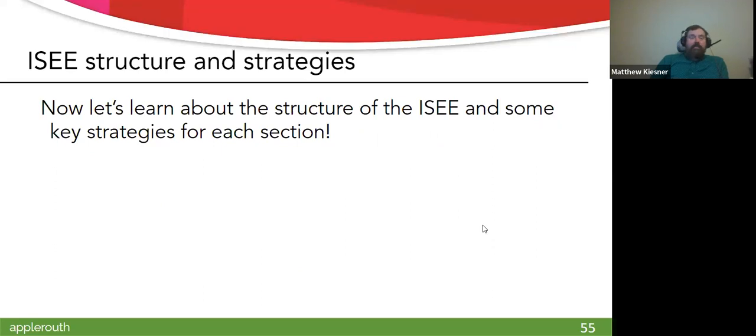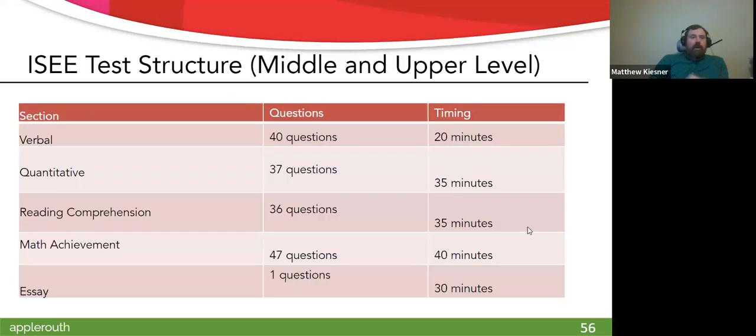All right, so we're going to learn something about the structure of the ISEE. Its structure is different, and we're going to focus on the middle and upper levels for the same reason we did for the SSAT: this tends to be when more and more students test. So you have a verbal section, which is a mix of sentence completions and synonyms. There's quantitative, which is math again, reading comprehension, and then math achievement, which is different than quantitative. It is seeing how much math a student has been exposed to, and then it ends with an essay versus starting with an essay.